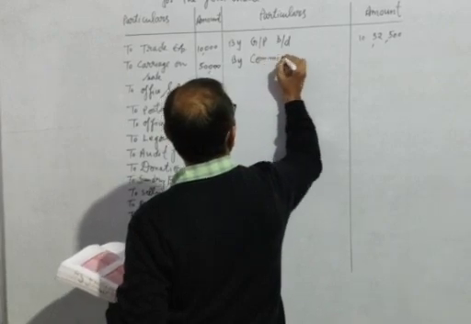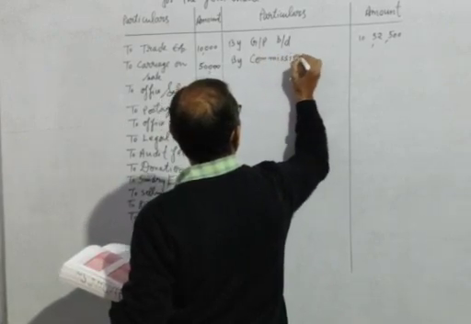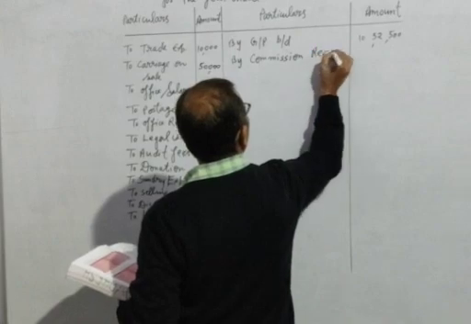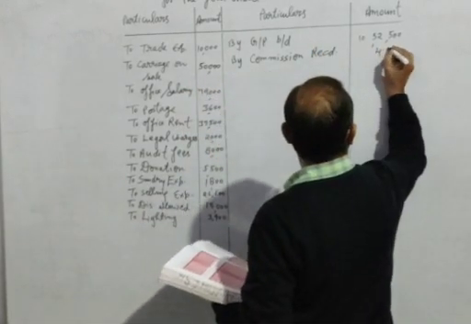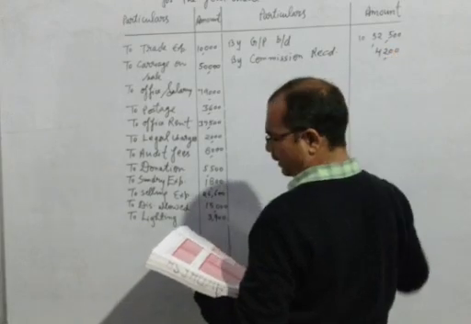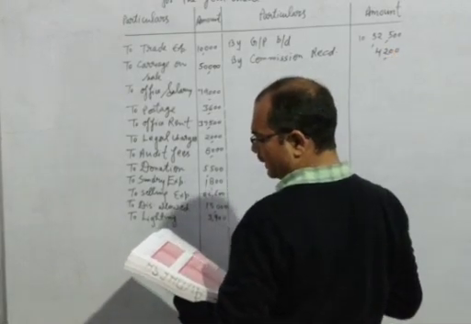Commission received. And the amount is 4,200. Next is bad debts.